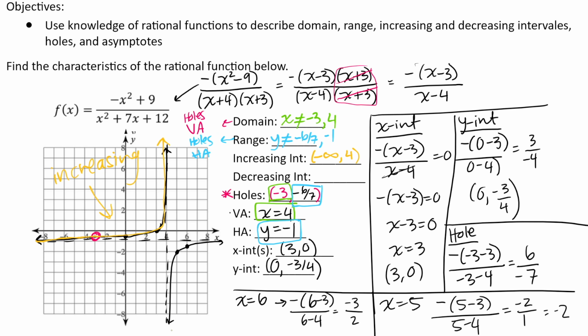Then, if you pick up your pen from here and put it down here and trace it again, you'll notice it's still increasing. It just skips at 4. So it actually increases from 4 to infinity as well. And you'll also notice that no matter how many times you trace it going from left to right, it's never decreasing. So we don't have a decreasing interval. This function is always increasing.